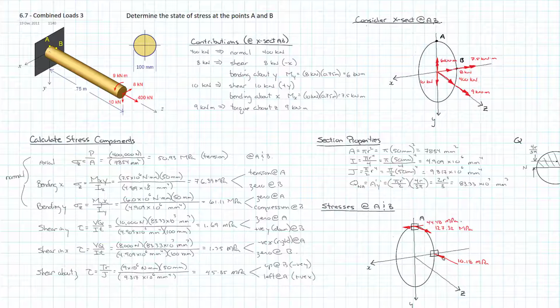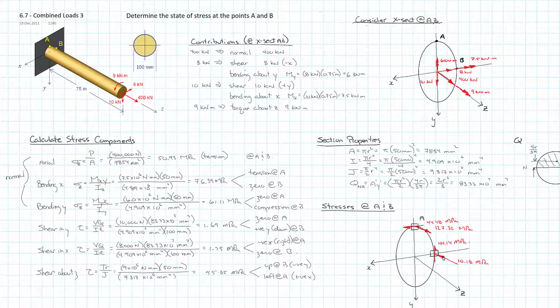And then at B, we have down 1.69 or positive y. This next one is 0 at B. And then finally we have the 45.85 acting up at B. So we have 45.85 subtract the 1.69, and that leaves us with 44.14 megapascals acting up at B.